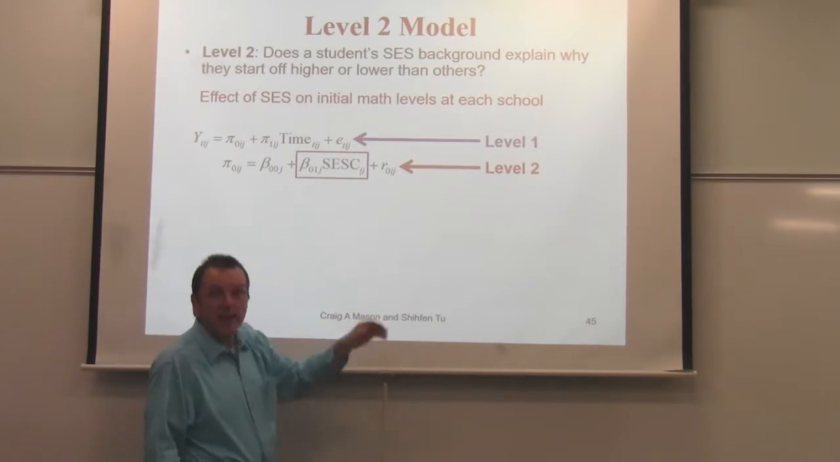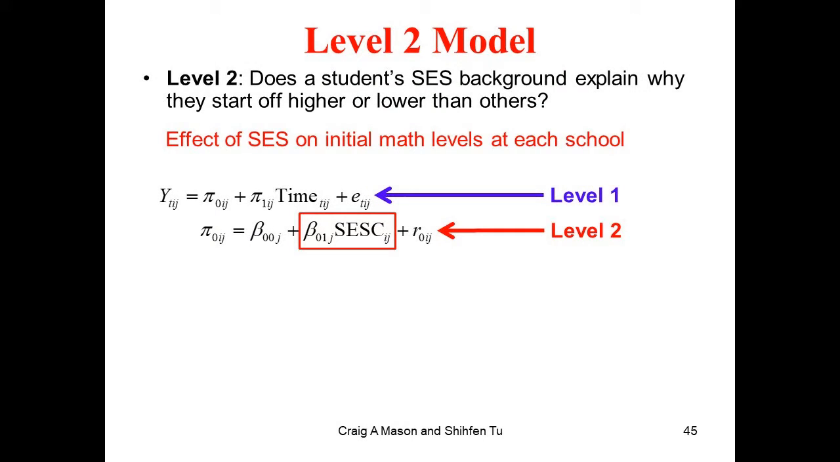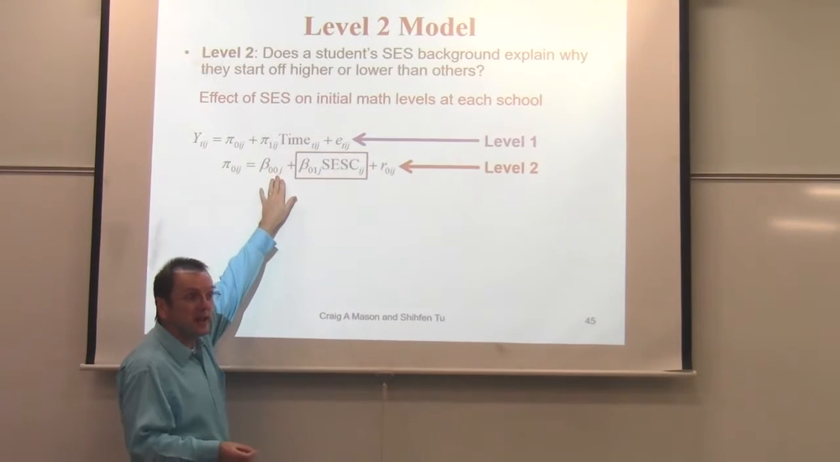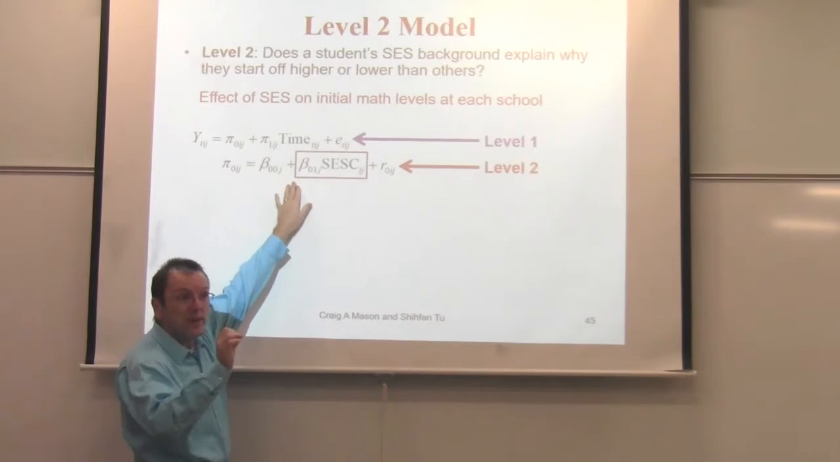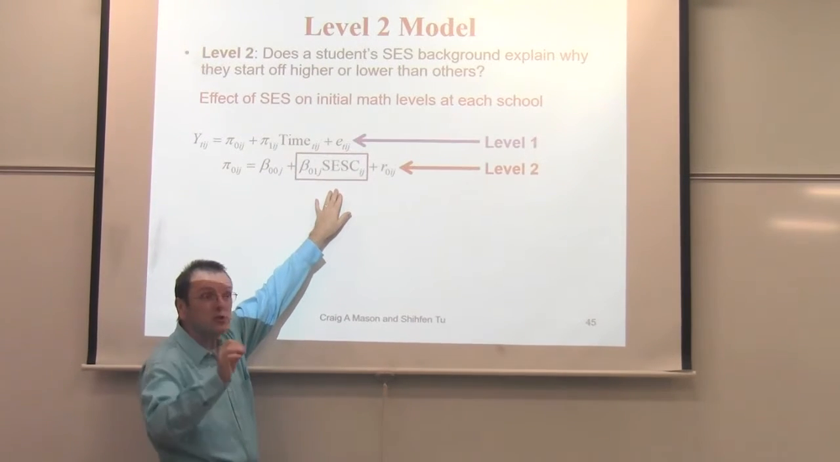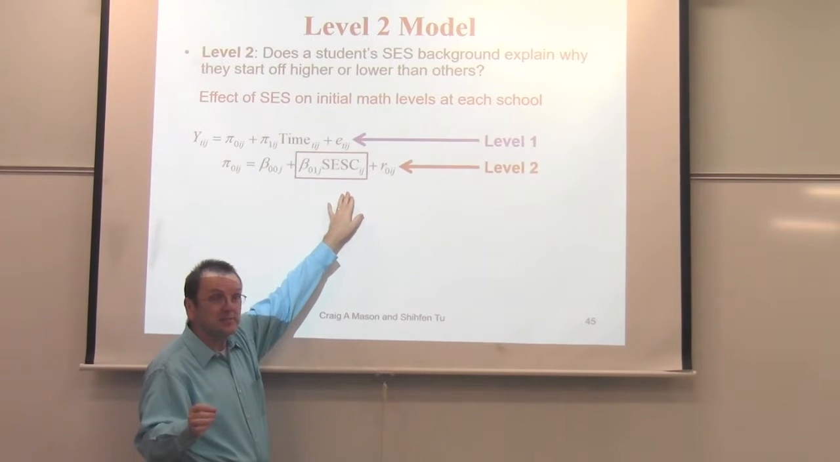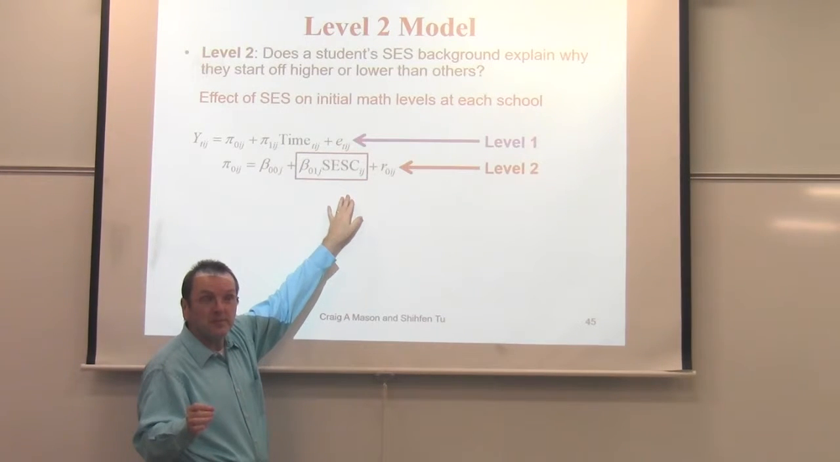Beta 01j is the effect that SES has on those initial scores. So here's the score when SES is 0, and this is how much those initial scores go up or down based on SES.